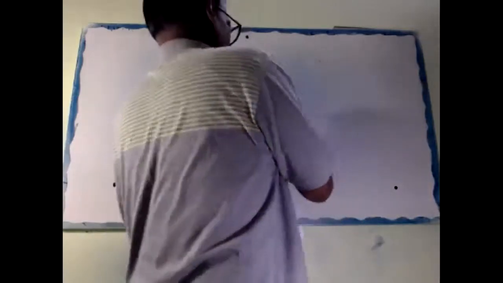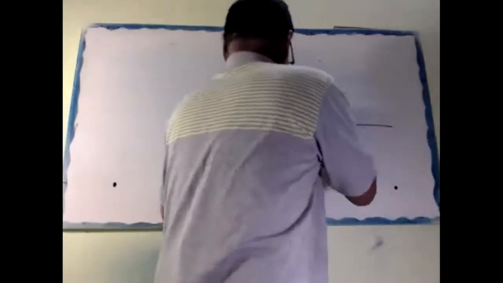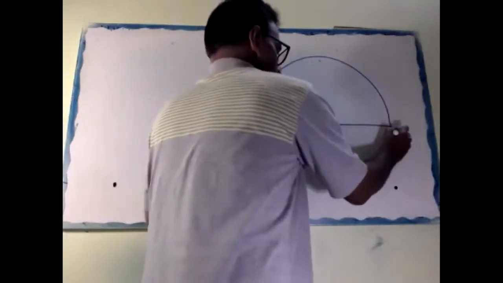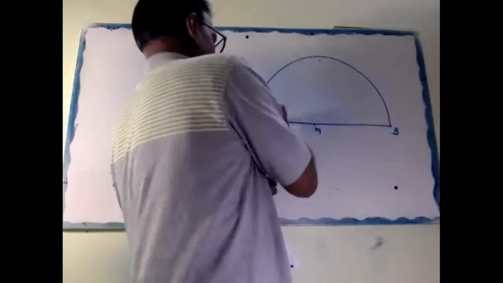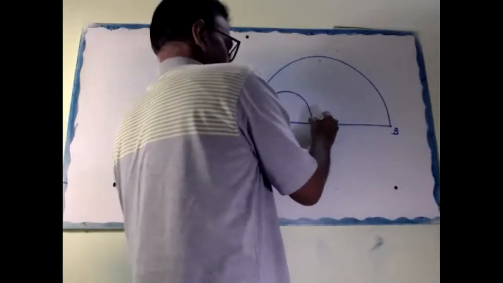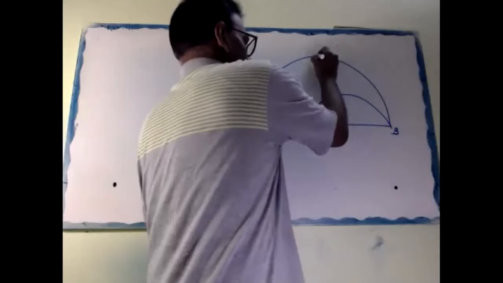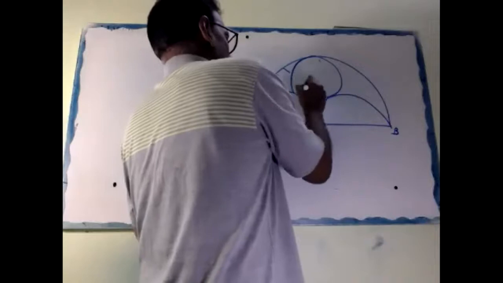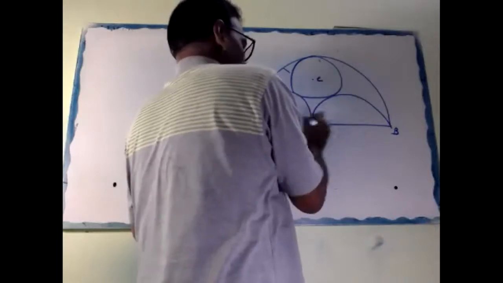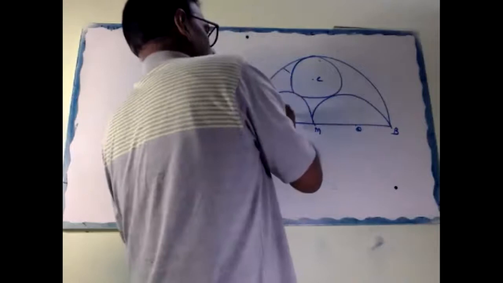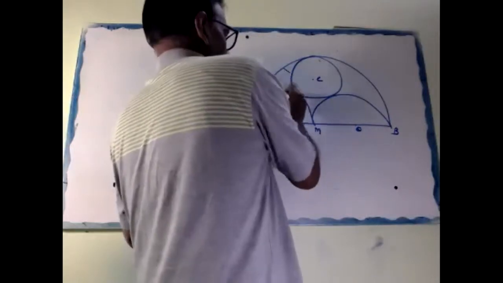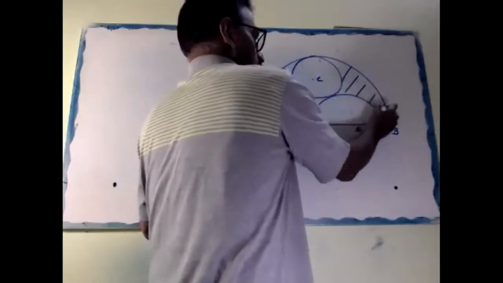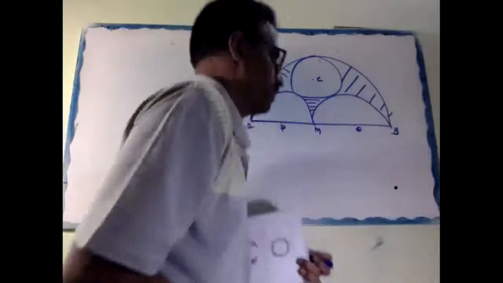Look. A, B. M is the midpoint. Semicircle here. Then one circle. We have to find the area. This is C. I'm calling this P. This is Q. We have to find out the area of this shaded one. That's the figure. Draw it down.